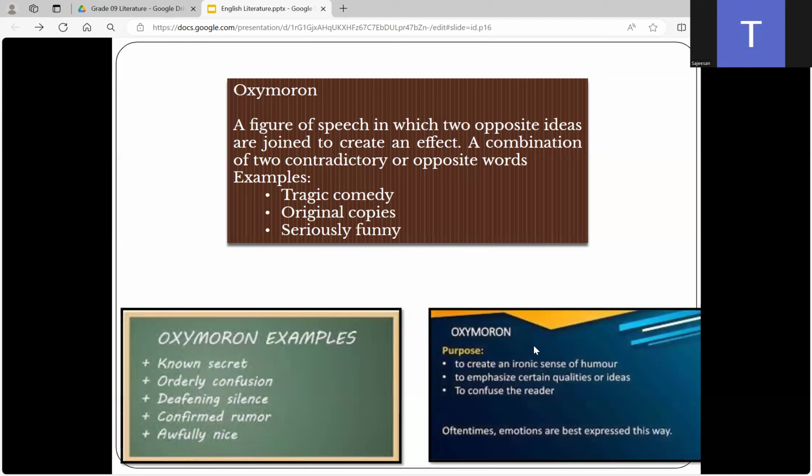Why do you use oxymoron? To create an ironic sense of humor, to emphasize certain qualities or ideas, or else to confuse the readers, right?